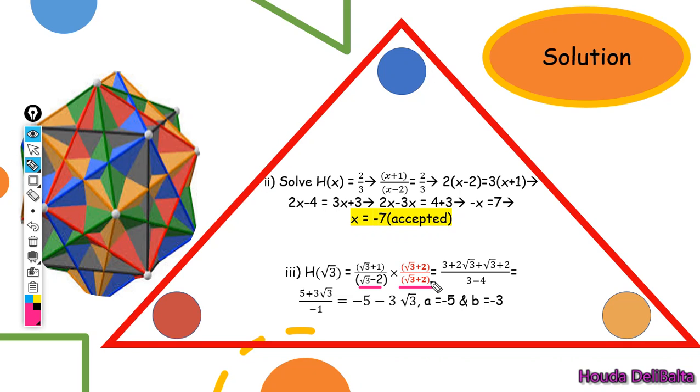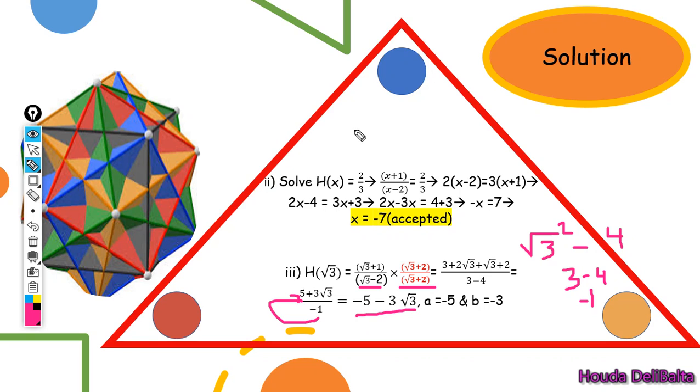While in the denominator, all I have to do is apply the identity a squared minus b squared: squaring of the first one minus squaring of the second one, then I'm going to get 3 minus 4, which is -1. So I have 5 plus 3 radical 3 in the numerator. 3 and 2 is 5, 2 radical 3 and 1 radical 3 is 3 radical 3, and -1 in the denominator. So I can push that minus to the numerator to get -5 minus 3 radical 3 without a denominator.